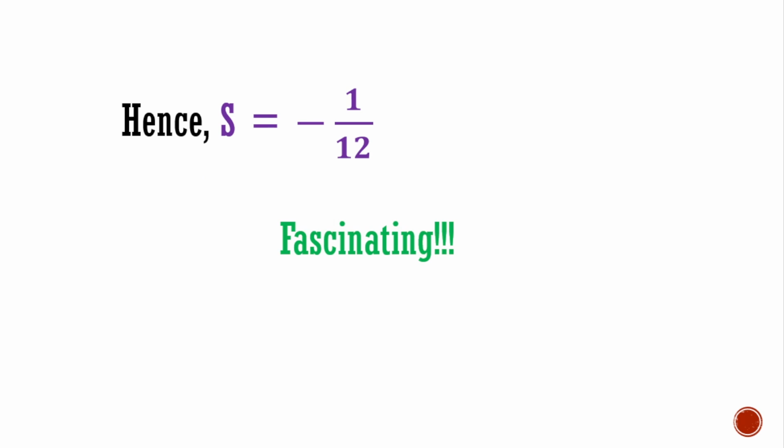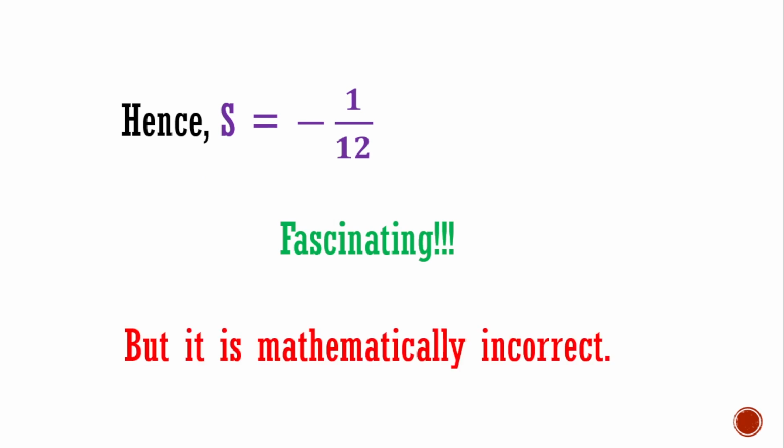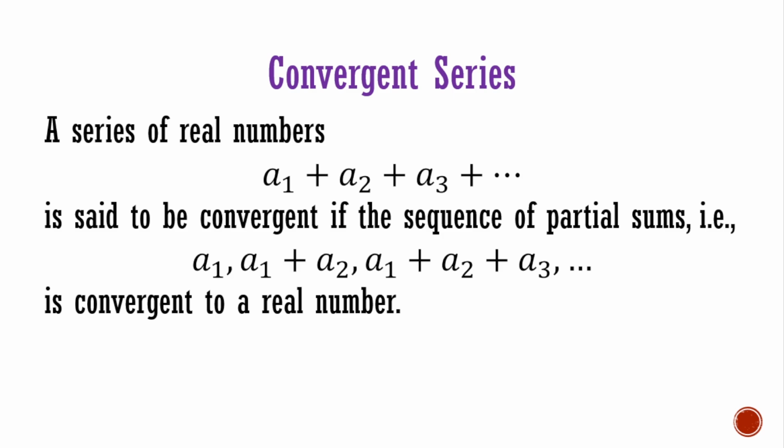Isn't it fascinating? But it is mathematically incorrect. In order to justify that this derivation is mathematically incorrect, let me now proceed to a definition: the definition of a convergent series. A series of real numbers a1 plus a2 plus a3 and so on added to infinity is said to be convergent if the sequence of partial sums, that is the sequence a1, a1 plus a2, a1 plus a2 plus a3 and so on, is convergent to a real number.